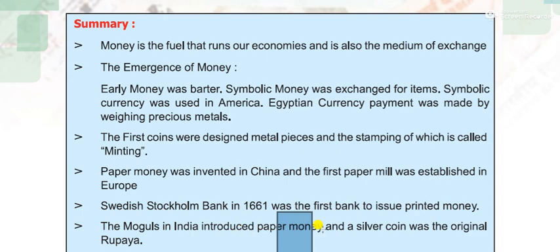Paper money was invented in China and the first paper mill was established in Europe. The Swedish Stockholm Bank in 1661 was the first bank to issue printed money. The Mughals in India introduced paper money and a silver coin was the original rupaya.